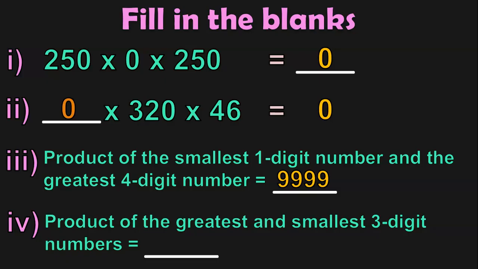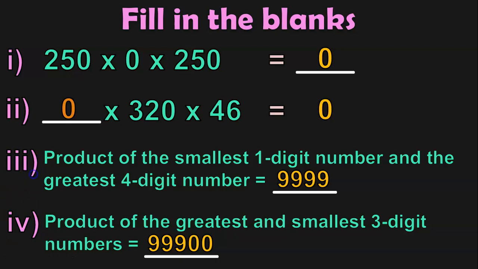Product of the greatest and smallest three-digit numbers. Now, which is the greatest three-digit number? 999. And which is the smallest three-digit number? 100. So we have to multiply 999 by 100. This is a very easy calculation. What you will do when you have to multiply a number by 100? Write the same number 999 followed by 2 zeros. So the answer is 99,900.